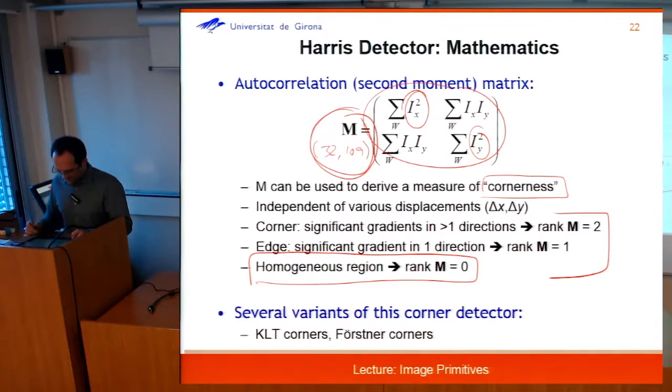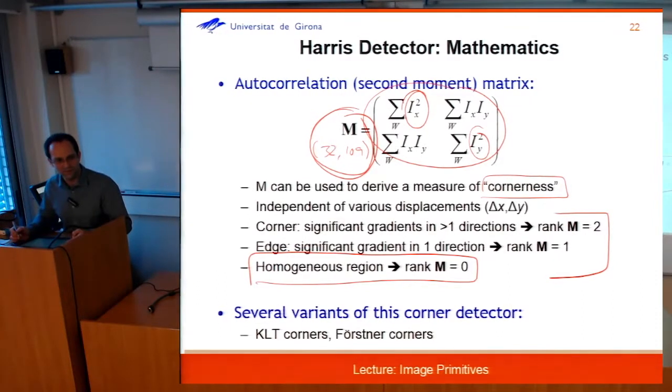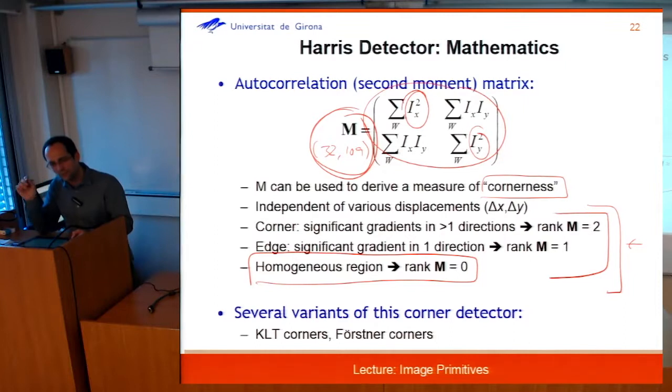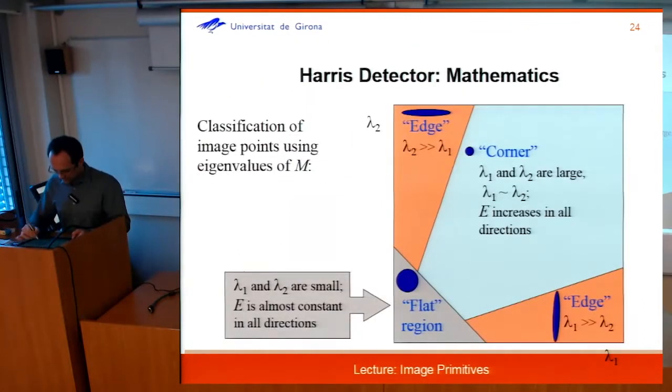Okay? There are several corner detectors that use this idea of looking at the partial derivatives and building this autocorrelation matrix or second moment matrix. And normally, no one is just looking at the rank. What people are doing is an eigen analysis. So I compute this matrix and I compute the eigenvalues of this matrix. If the two eigenvalues are big, as you see here, lambda 1 is the first eigenvalue and lambda 2 is the second eigenvalue of this M matrix.